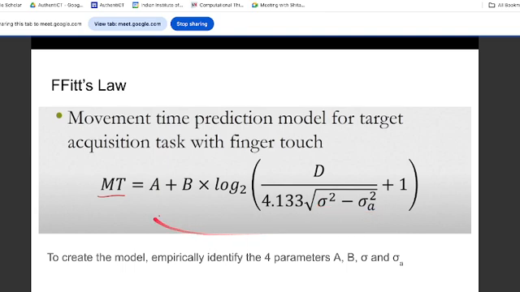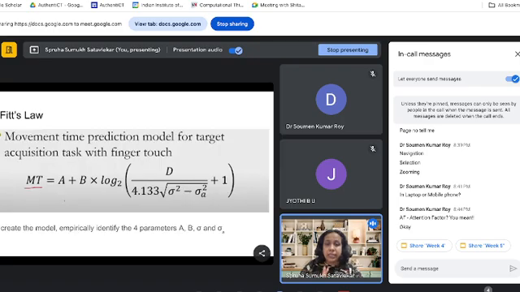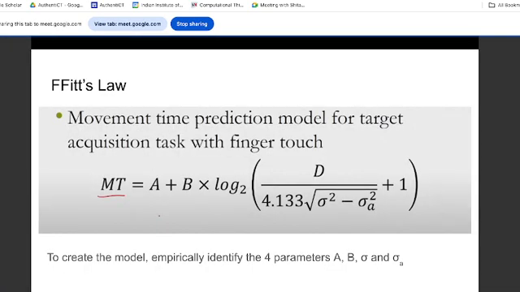To model this, we need to model all these four things: A, B, sigma and sigma A. So sigma A is also absolute, sigma is also absolute, these are also modeled, and that gives the movement time for any user. So to create the model empirically, we have to identify these four parameters. How this empirical identification is done is explained in detail in the lecture towards the end of the lecture.